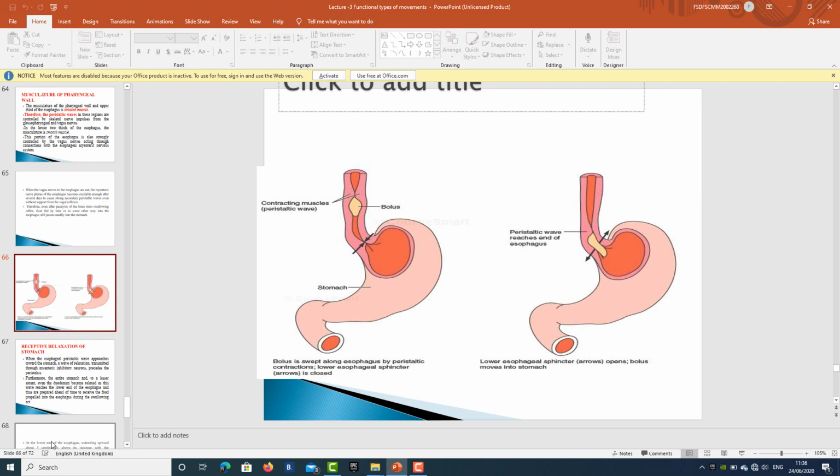See, the bolus of food is swept along the esophagus by peristaltic contractions, and the lower esophageal sphincter is closed. As the peristaltic wave reaches the end of esophagus, the lower esophageal sphincter opens and it allows the ball of food, that is the bolus, to move into the stomach.